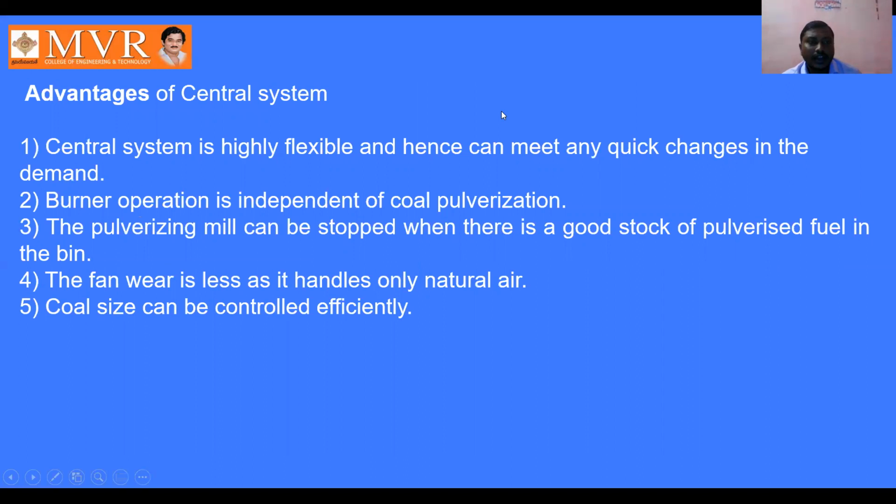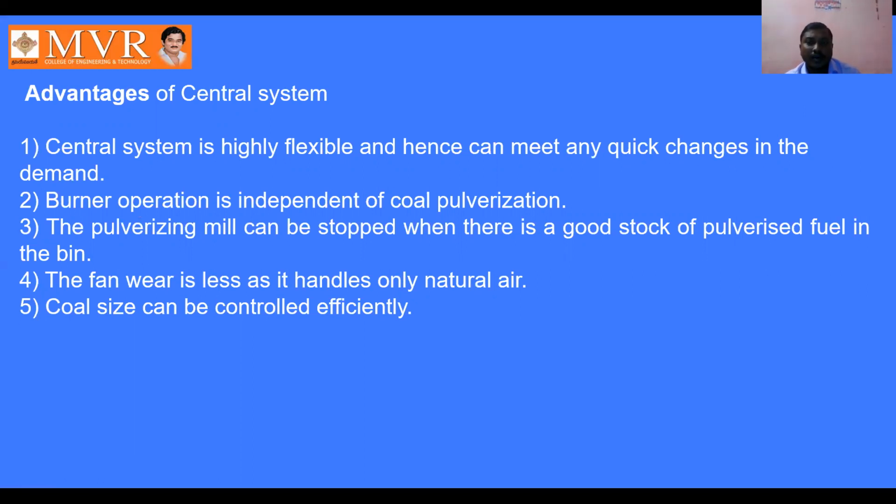See here, some of the advantages of the central system: it is highly flexible and hence can meet any quick changes in the demand. Comparing with the unit system, we have more advantages in the central system, in that the central system is highly flexible and hence can meet any quick changes. The quick changes can be done in the central system. And burner operation is independent of coal pulverization.